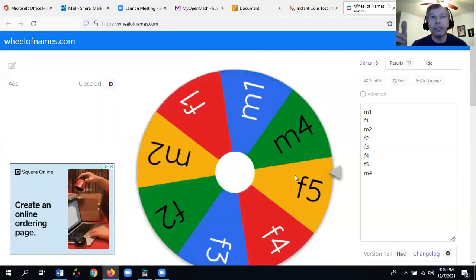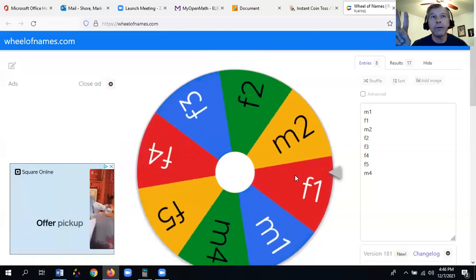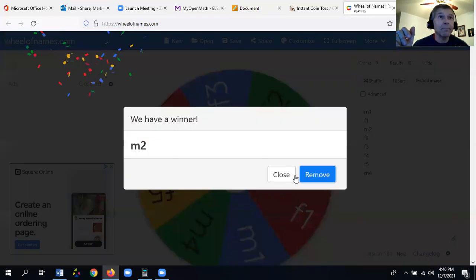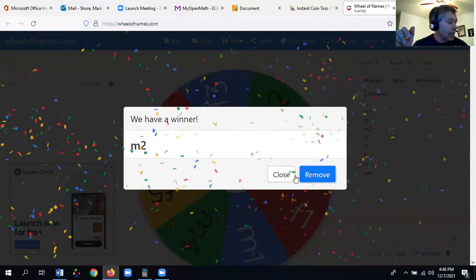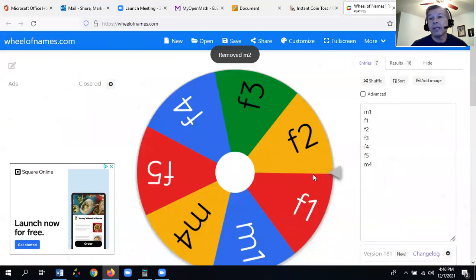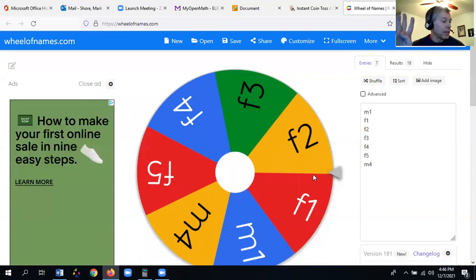See, for me to be a winner, I need the first 2 to be male. It happened. How many tries did it take? I got male 3 and I got male 2. So let's remove him, but it's done. It happened. So male 3 and male 2, done. How many tries did it take before I got 2 males in a row? 4 tries. But we know that on average, it would take 6 tries.